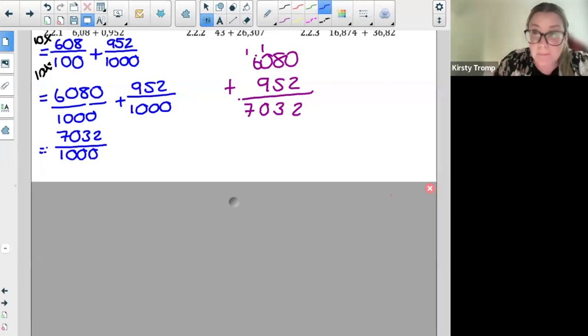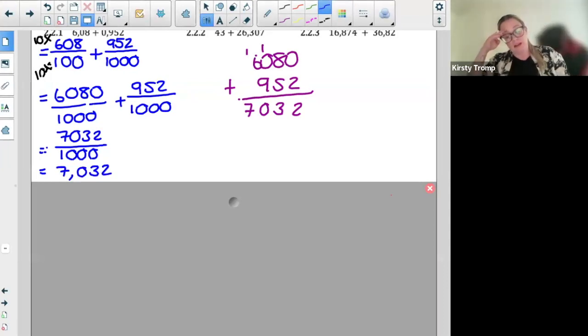Okay. Put it back into a decimal. When I put it back into a decimal, I get 7,032. Okay, so what were my steps? I converted them to fractions. I found a common denominator. I added them together and I converted back.